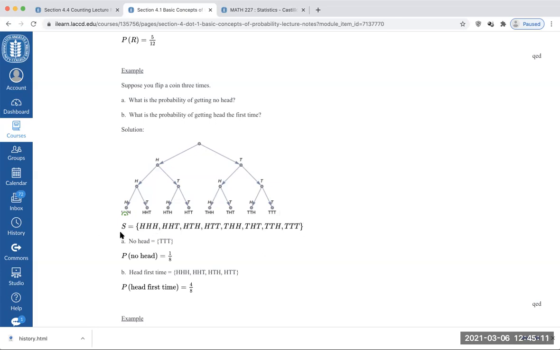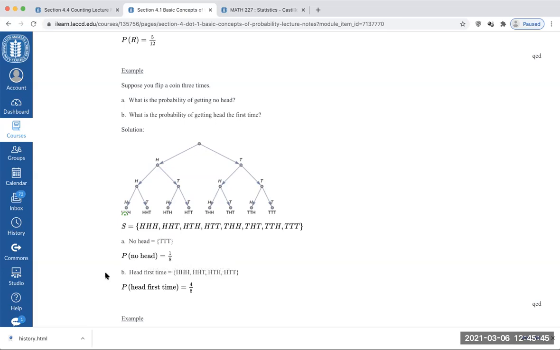So, let's find the one that has no head. Well, certainly that's got a head, that's a head. Oh, there's tails. So only this one has no head. Tail, tail, tail. So 1 out of the 8 has no head, has only tails. So this one only consists of tails. And so the probability of no head is 1 out of 8.